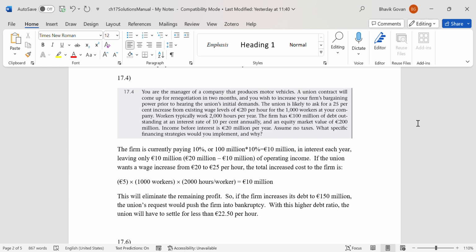So if the firm increases its debt to 150 million, the union's request would push the firm into bankruptcy. In this case, the firm would have more bargaining power. With the higher debt ratio, the union will have to settle for less than 22.5 per hour, because if it were to demand the 25 euros an hour, the firm would be pushed into bankruptcy, which doesn't make sense economically. So that was that question.